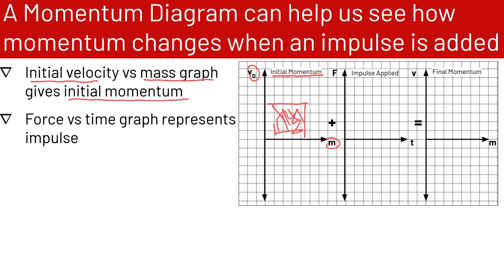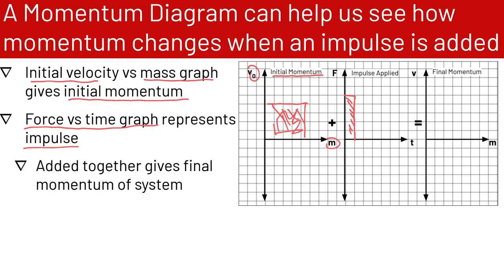Then we add to that a force versus time graph, which represents impulse, which is what we looked at in the last lesson. So we have some impulse added to it. And together, we add those together, and that gives us the final momentum of the system. So add these two together. I'm just approximating here. I'm not really adding them together. And that gives us our final momentum.